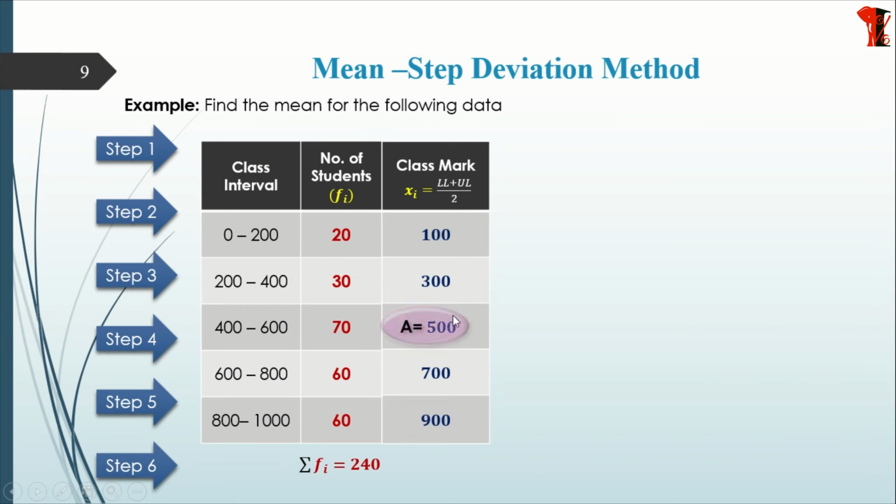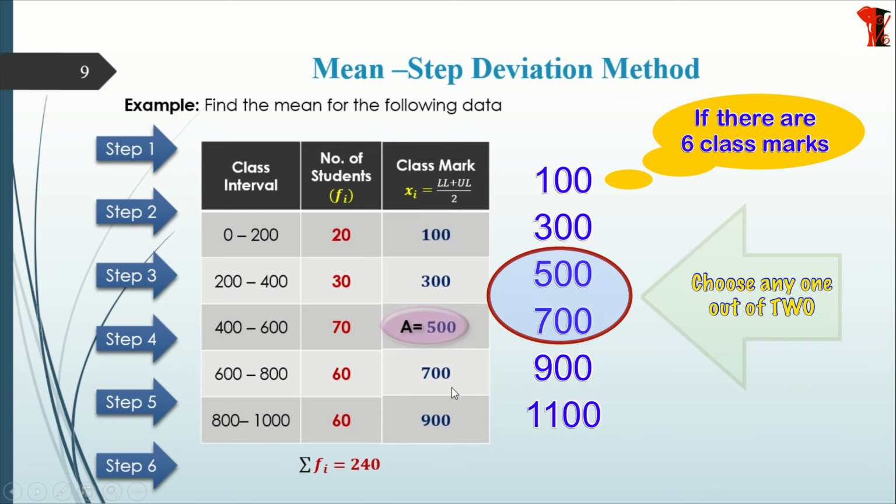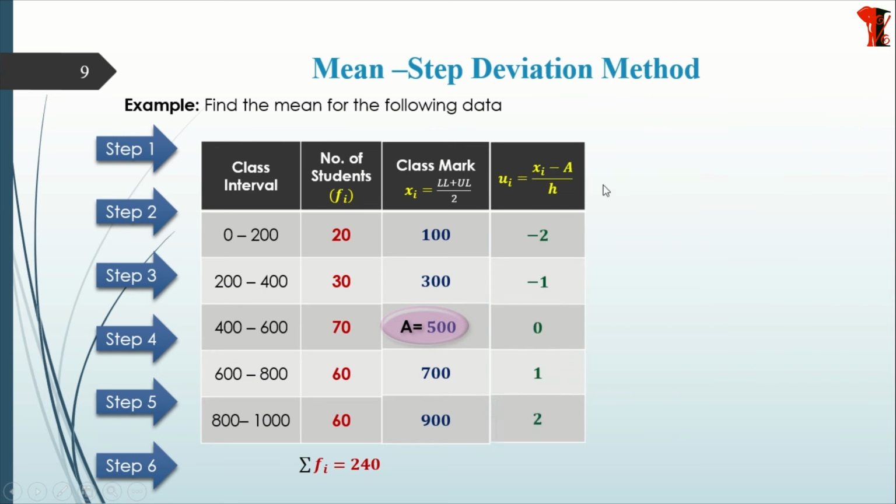So the third step is we are going to identify an assumed mean. Choose a number which is exactly in between the class marks. If there are 6 observations, you will get 2 different numbers in the middle. You can choose any one of them. So the next step is ui.